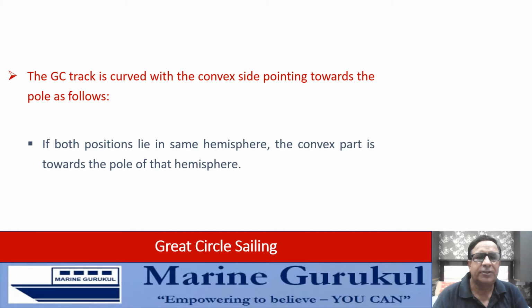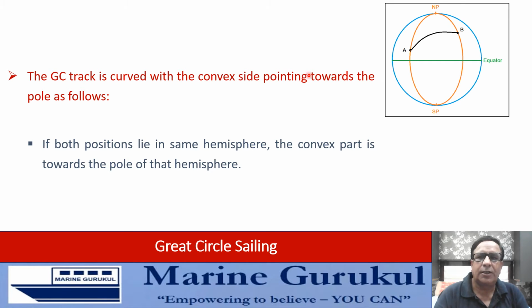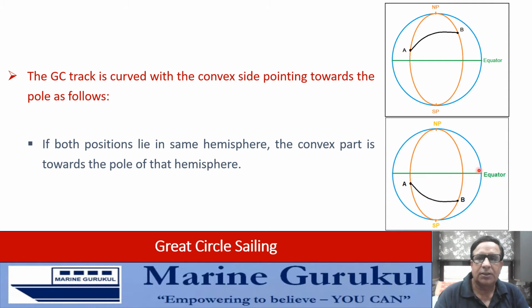If both the positions lie in the same hemisphere, that means arrival and departure positions are either both in the northern hemisphere or both in the southern hemisphere, the convex part shall be towards the pole of the hemisphere in which both the positions lie. For example, you can see in this diagram, if A and B lie in the northern hemisphere, the great circle track between them will have its convex part pointing towards the north pole. You can see the other diagram here. If A and B both lie in the southern hemisphere, then the great circle track shall have its convex part curved towards the southern pole.